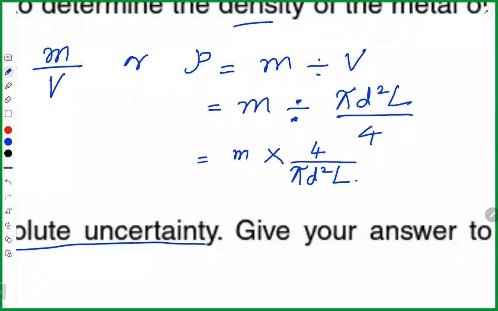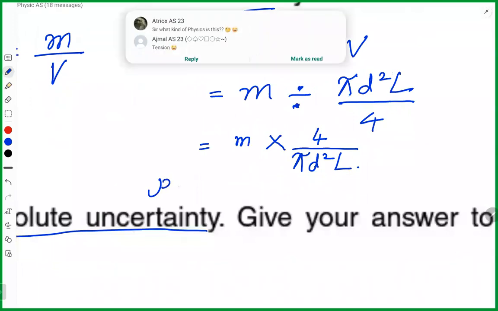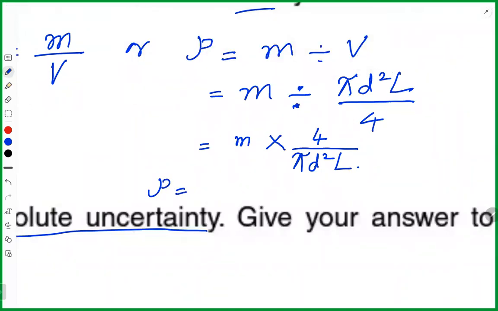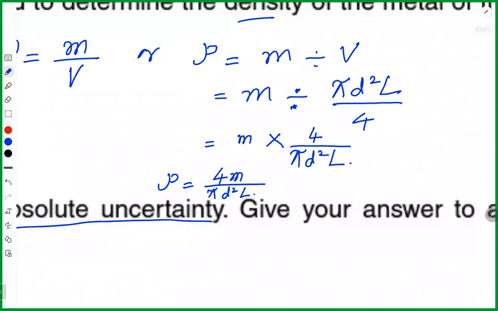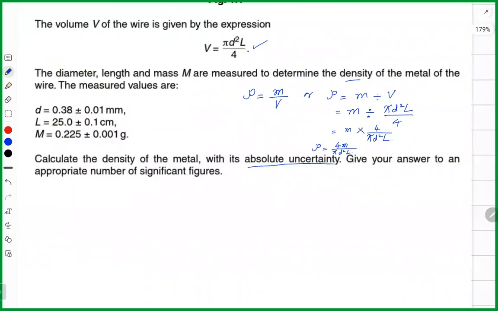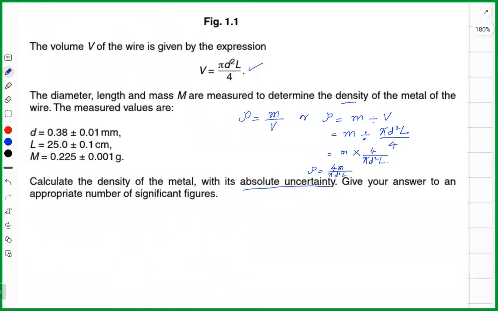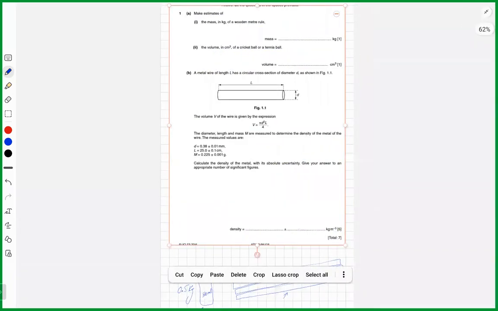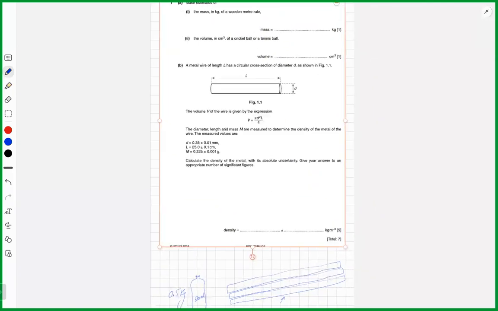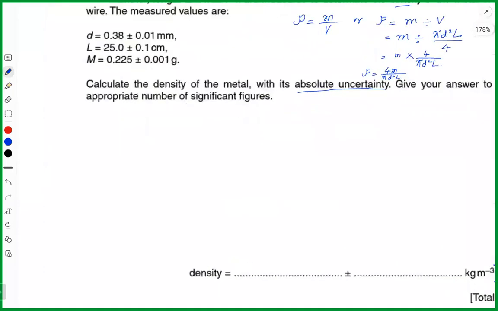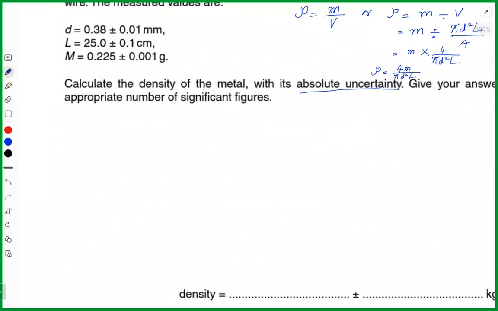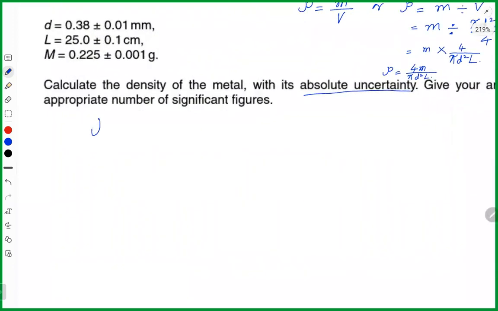So now we have a direct formula for density, so we don't need to do intermediate calculations. We now have 4m over pi d square L. Let's use this formula to find density. First step, calculate density. Second step, calculate uncertainty. So density, let's go for density.